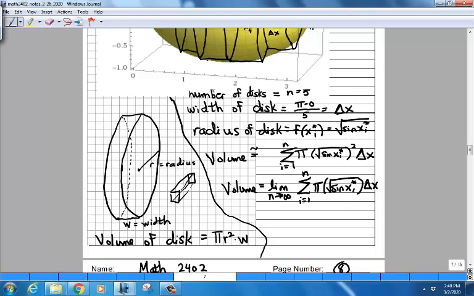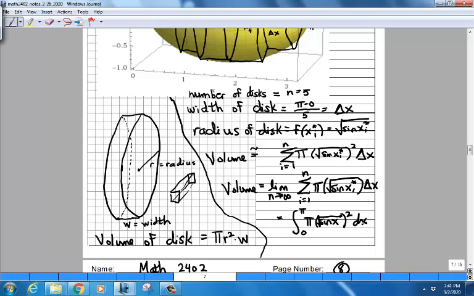But what's a better name for this limit? That's too much to write out. So what's our shorthand for that limit? That's the definite integral. The definite integral from what to what? 0 to pi of pi times what? The square root of sine of x, squared, and then instead of delta x we write what?